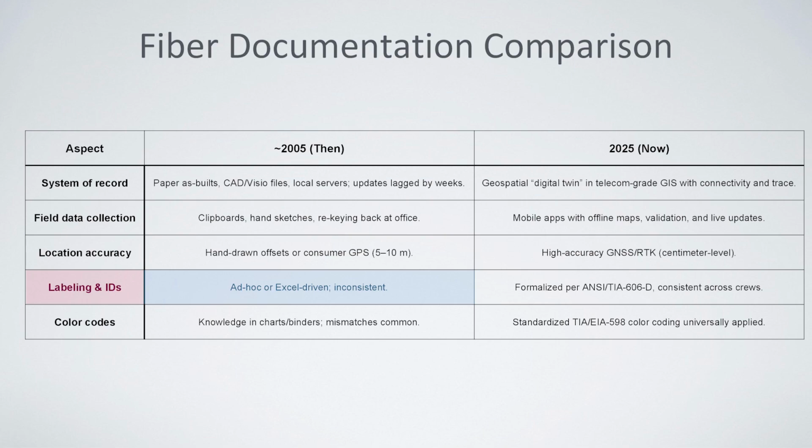Labeling and identification were inconsistent. Many crews used an ad hoc naming system or Excel sheets that didn't align across the regions. Color codes followed printed charts and personal experiences, which led to mismatches and confusion.